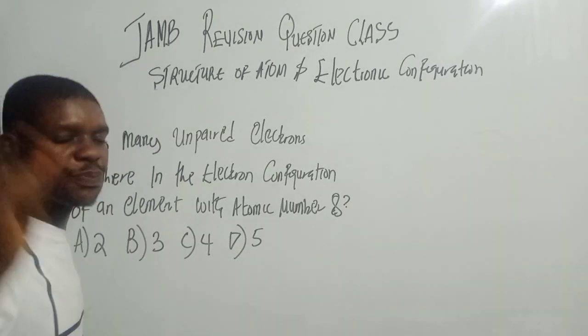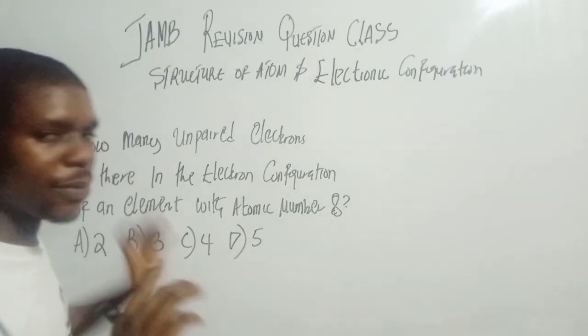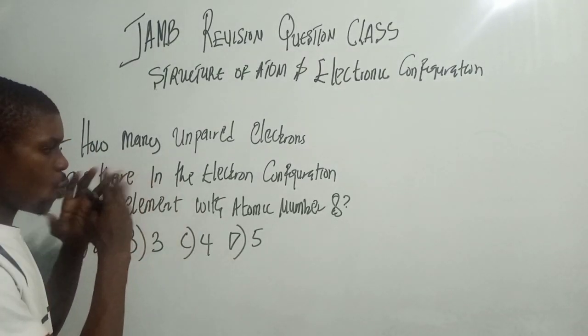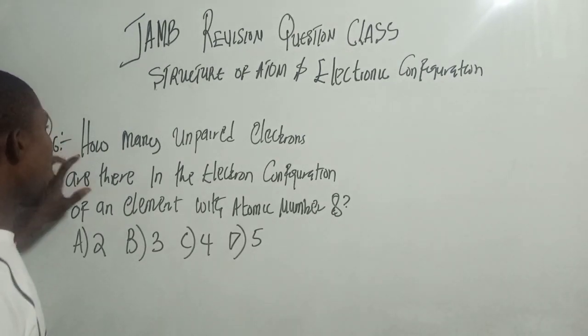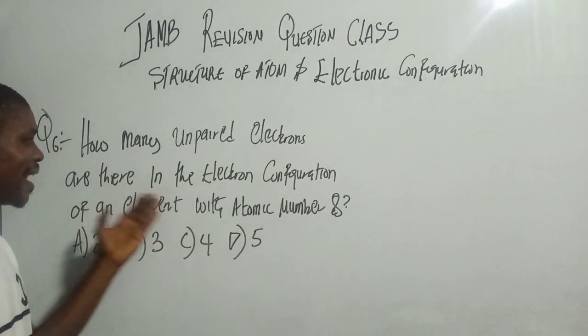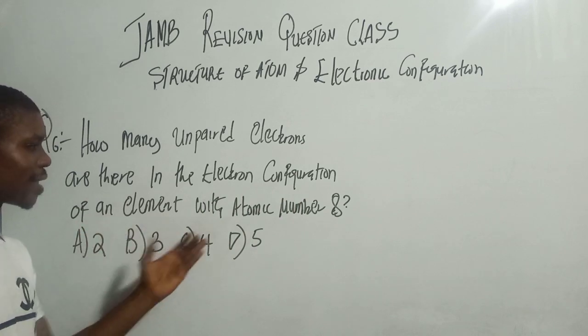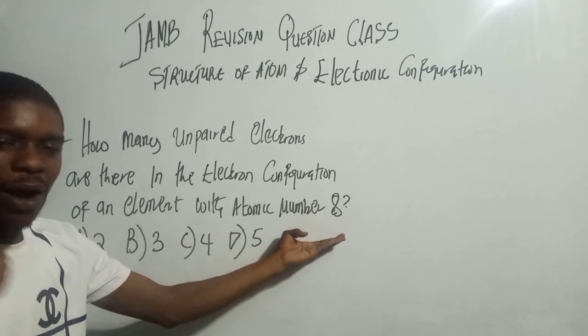Our question 6, but you be the one to do it for me. I'm not going to solve this one here. I believe with what we have been doing so far, I should be able to answer this question. So, how many unpaired electrons are there in the electron configuration of an element with atomic number 8? I believe I've done something like this before.